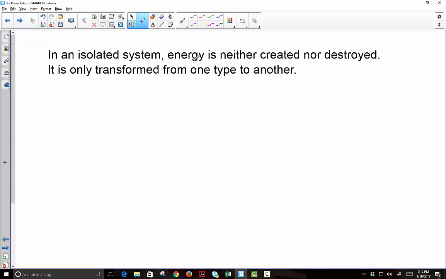In an isolated system, energy is neither created nor destroyed. And the key word here is isolated. So if we don't have any external forces, energy stays the same before and after. It's only transformed from one type to another. This is a huge idea in physics. So an isolated system will have all the energy inside of it stay the same. Mathematically, all that this says is that the total energy before is going to be the same as afterwards.